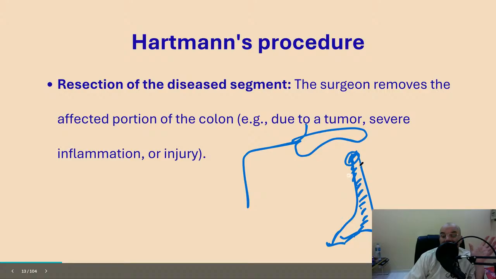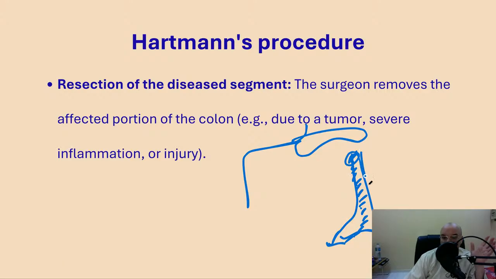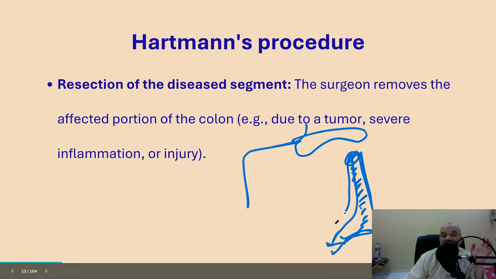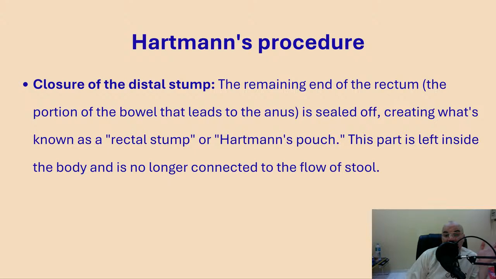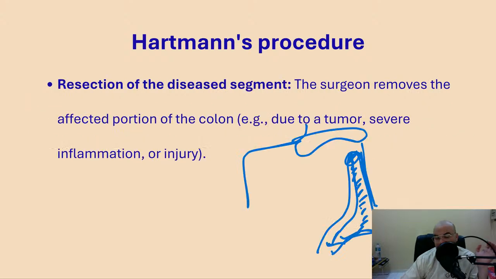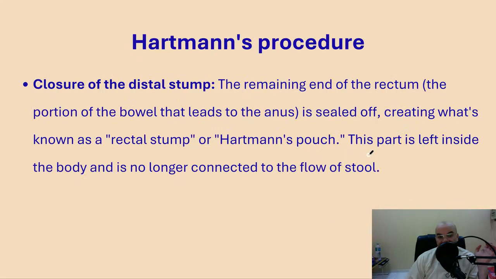At the same time, it gives the body a chance: even if this organ is not functioning, it stays there and is still alive. So it avoids the need to open large surgical incisions. Of course, in these examples he needs to close this part. In this condition they do what they call closure of the distal stump, the remaining end of the rectum and the portion of the bowel that leads to the anus.